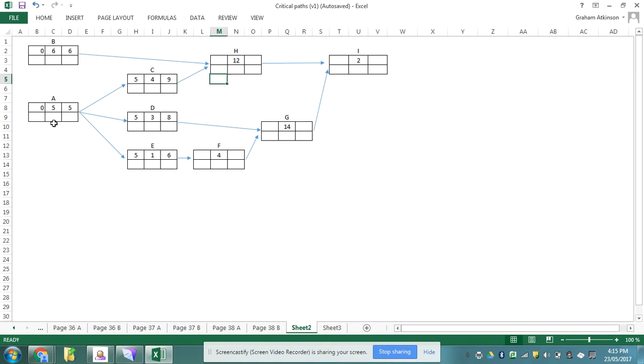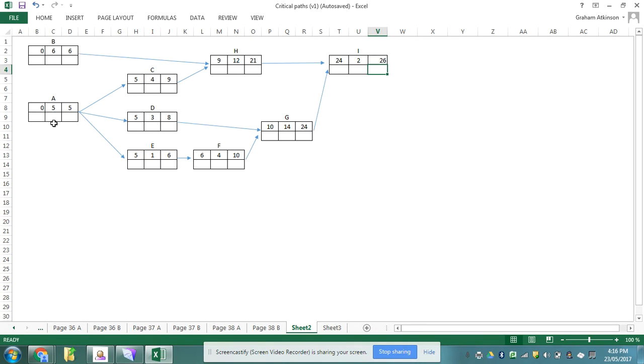Now, when I come to look at task H, it follows task C and task B. The earliest time that I can start task H is after 9 weeks because I have to have finished task C first. So the earliest time that I can finish it is 21 weeks. Whereas task F starts after task E is finished, so that's after 10. The earliest time I can start task G is after 10 weeks because F and D have to be finished, so that's after 24 weeks, and therefore that's 24 and 26.